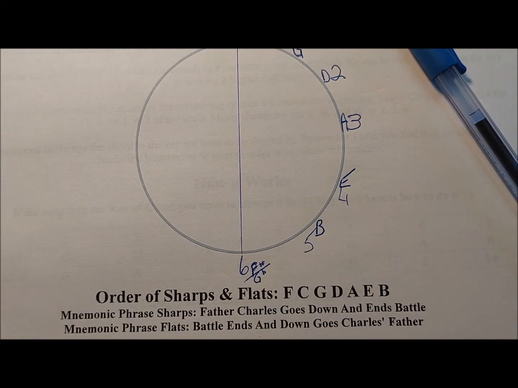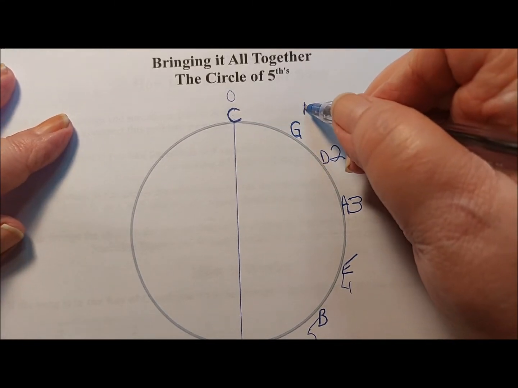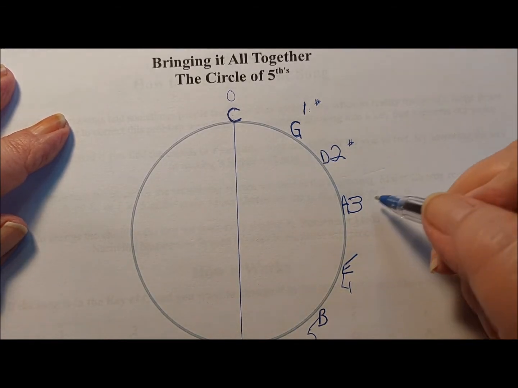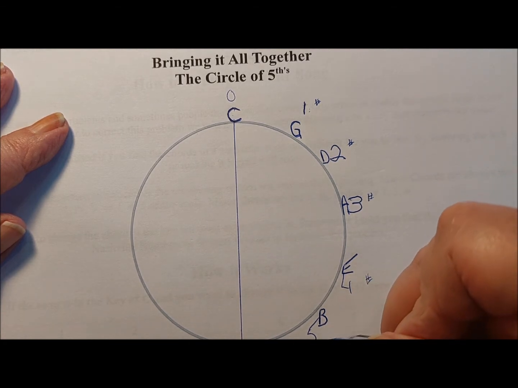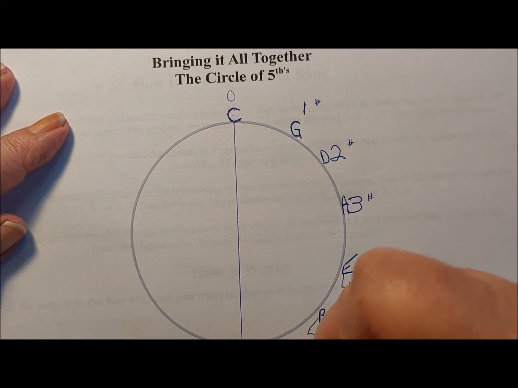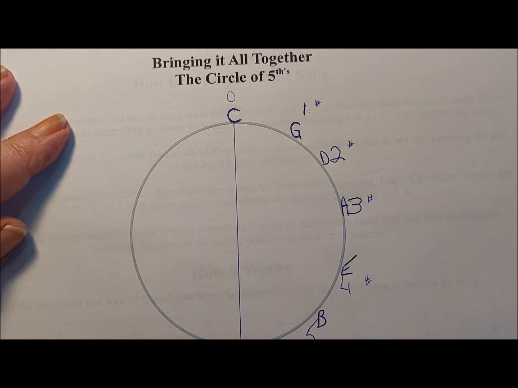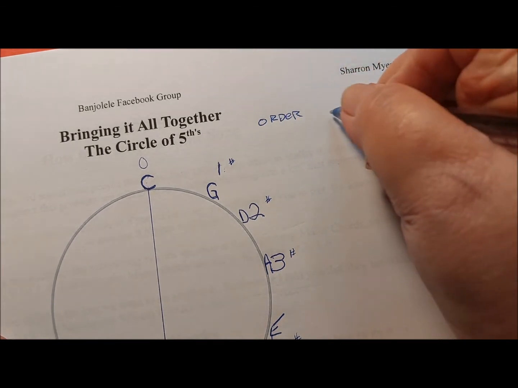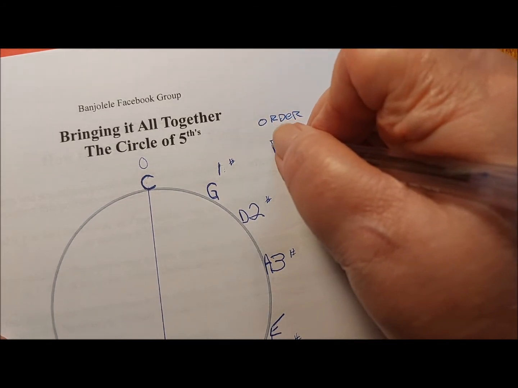Now the cool thing about this is that it also tells you that G gets 1 sharp, D gets 2 sharps, A gets 3 sharps, E gets 4 sharps, B gets 5 sharps, F sharp gets 6 sharps. See, the time tells you what the sharps are. Now there's an order of sharps. I should tell you this. Order of sharps. F, C.